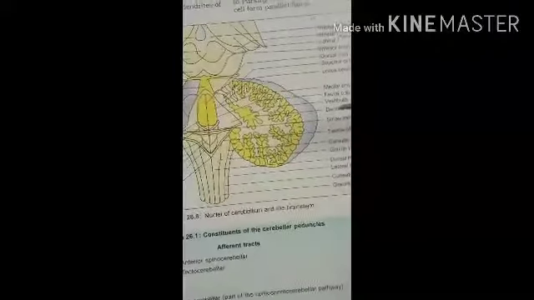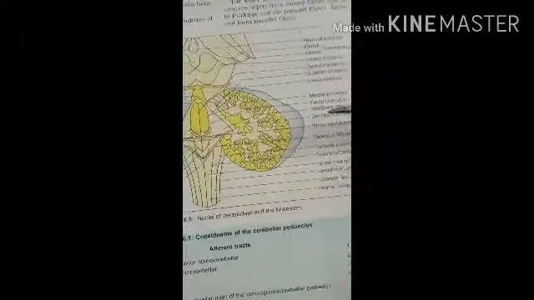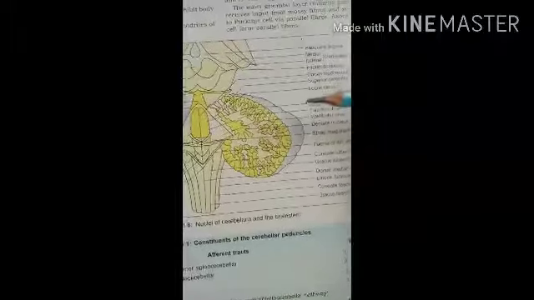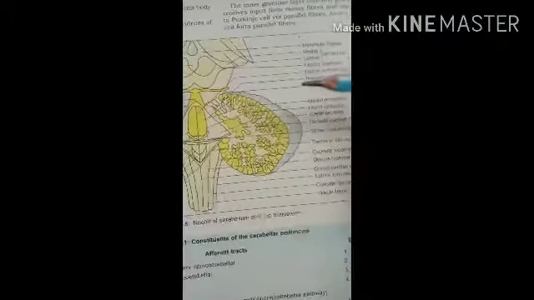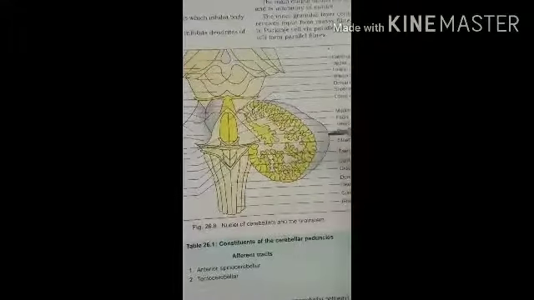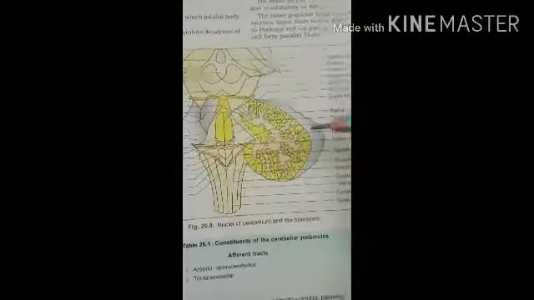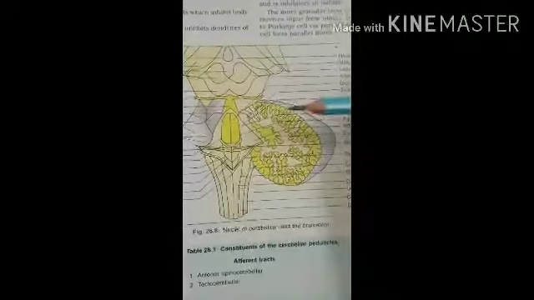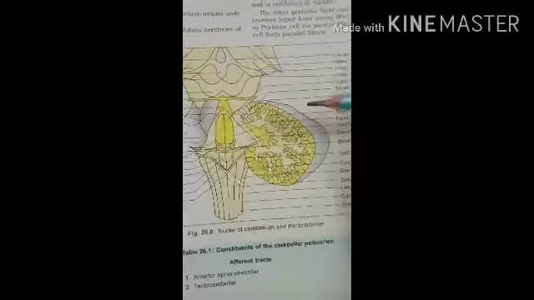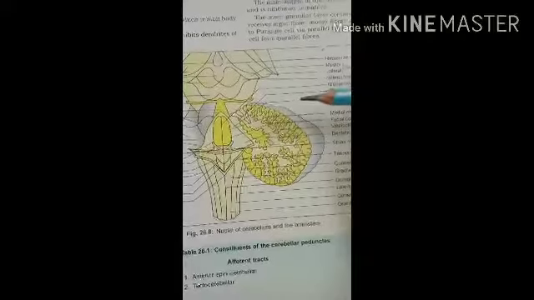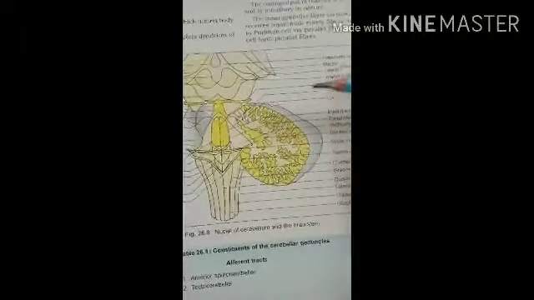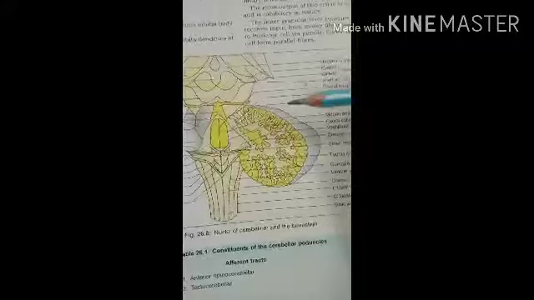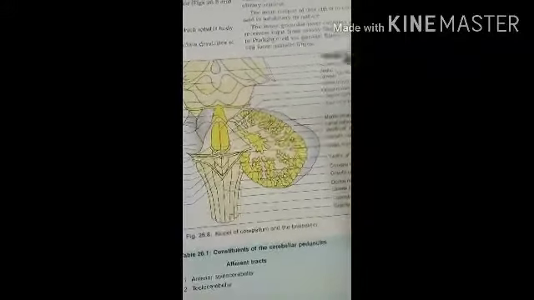Then the third one, adiadochokinesia. In this, there is inability to perform rapid alternating opposite movements, that means the pronation and the supination. So the patient is asked to do the prone and the supine position of the hand, and the patient is confused and unable to do the opposite movements. Next one, that is the nystagmus. Nystagmus means an involuntary to and fro oscillatory movement of the eyeballs while looking to the sides.